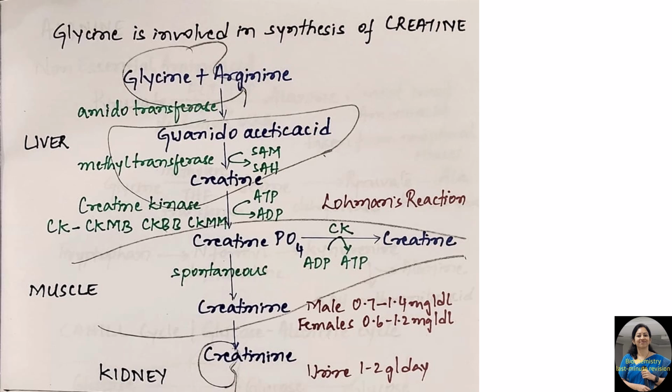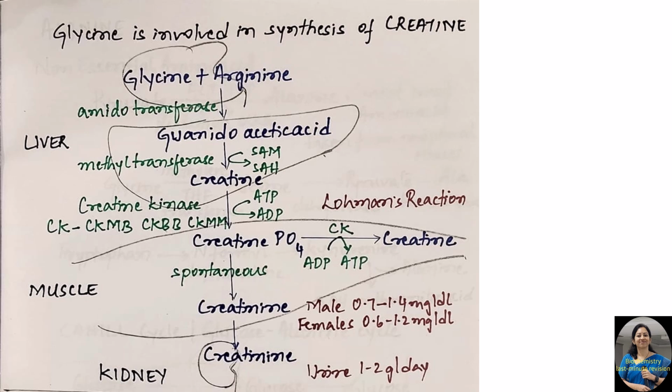Now the guanidoacetic acid is transported through circulation to the liver, where it gets methylated, and the methyl group donor is S-adenosyl methionine, which is the active form of the essential amino acid methionine. After donating the methyl group to guanidoacetic acid, S-adenosyl methionine gets converted to S-adenosyl homocysteine, and the enzyme is methyltransferase, and guanidoacetic acid gets converted to creatine. Now this creatine is released into circulation.